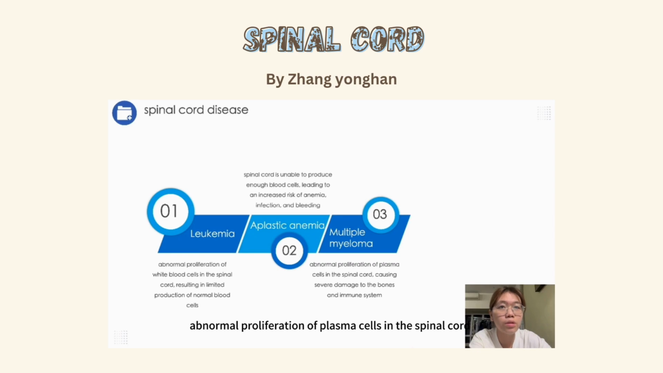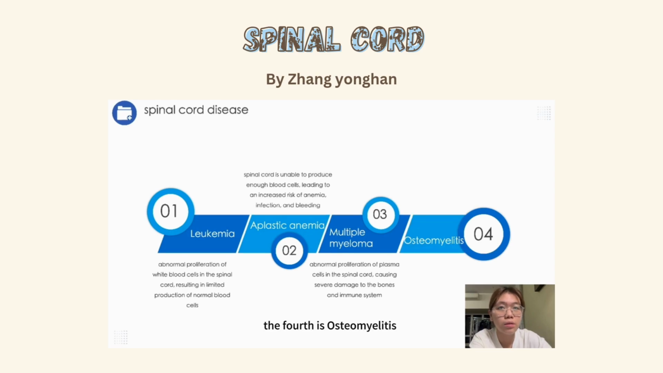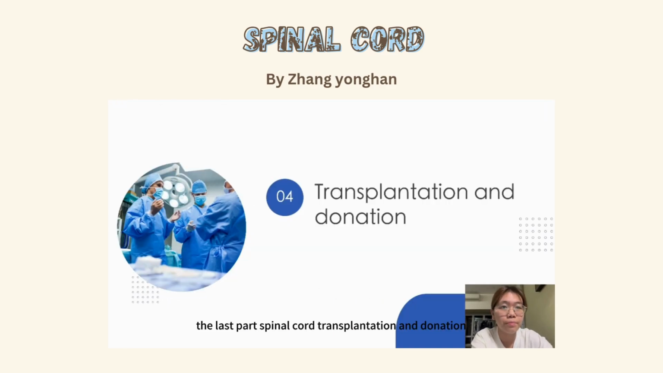And the third is multiple myeloma. Abnormal proliferation of plasma cells in the spinal cord, causing severe damage to the bones and immune system. The fourth is osteomyelitis, usually caused by a bacterial infection, characterized by bone pain, fever, and local inflammation. The last part, spinal cord transplantation and donation.